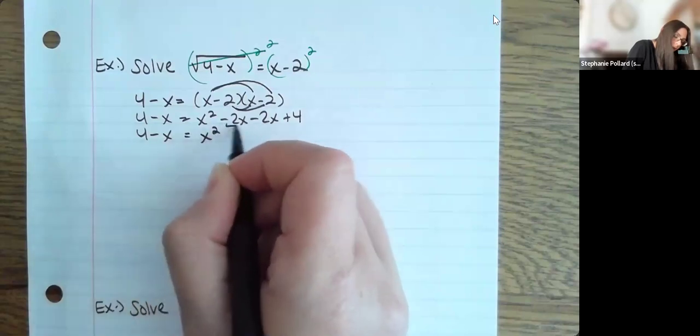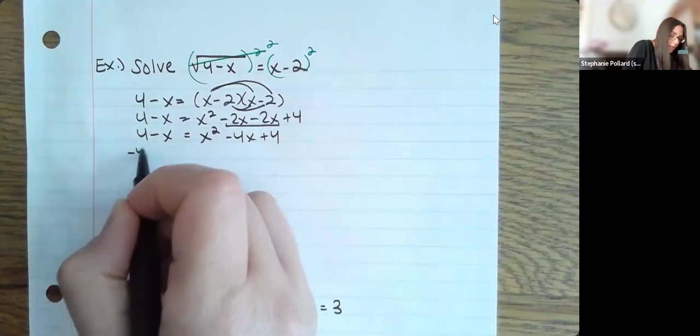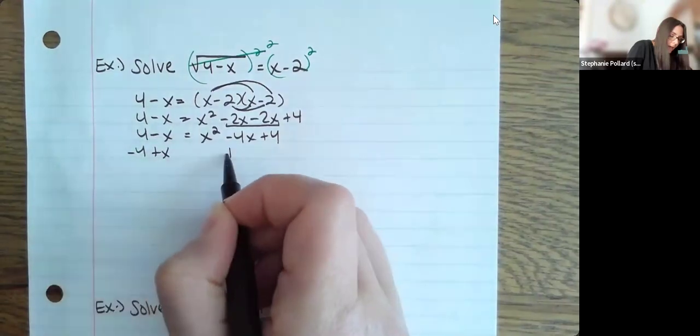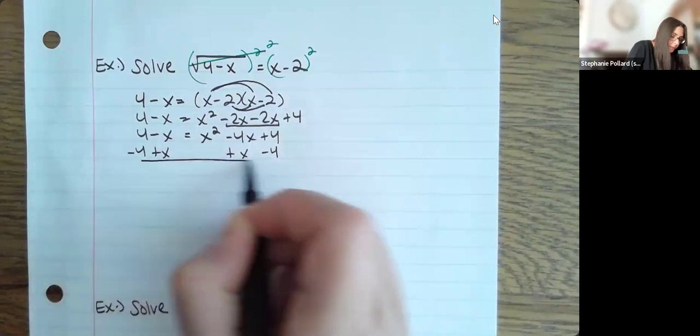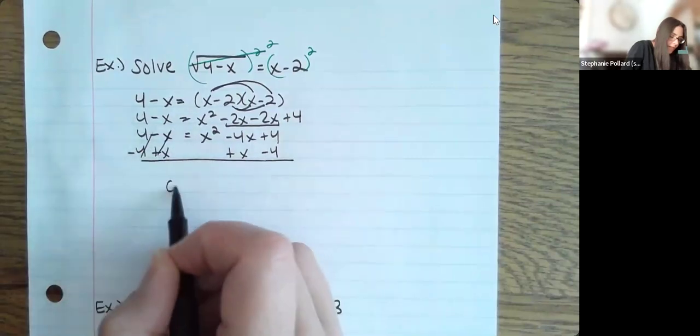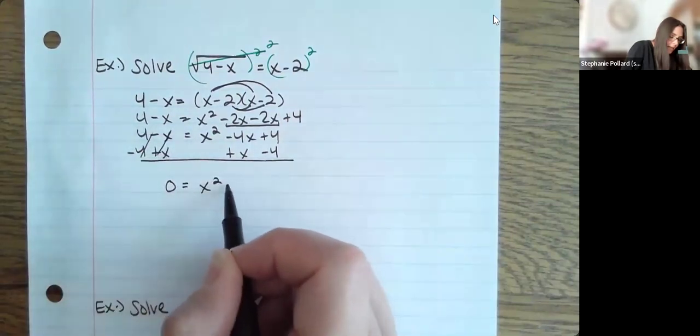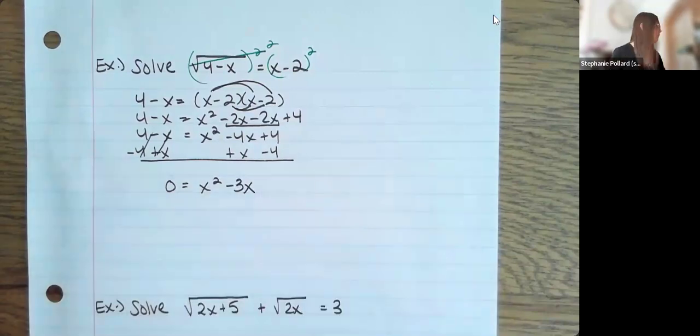I can combine my like terms here. And then I am going to bring everything to one side. So I'm going to subtract the 4 and add the x. And I have 0 equals x squared minus 3x left on the other side here.